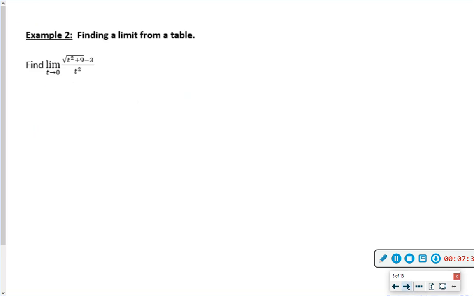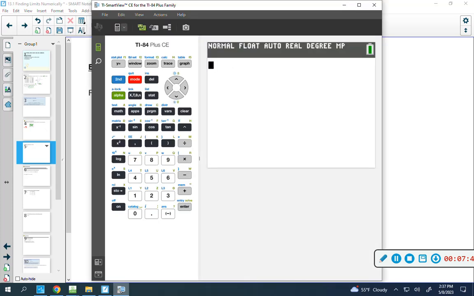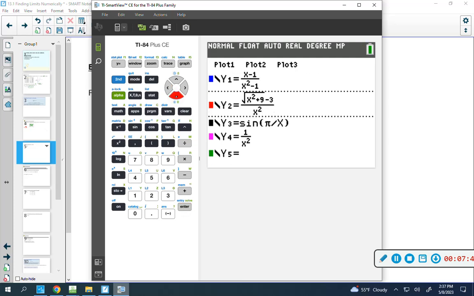Okay, find the limit from the table. So same thing. In your y equals, and like I said, I cheated and typed mine in earlier. So I'm just going to go over and turn this one off, turn the one underneath it on. And notice I just used x for the variable instead of t. So you can too. So get that one typed in. The variable doesn't matter. And again, I'm going to go to my table setup.